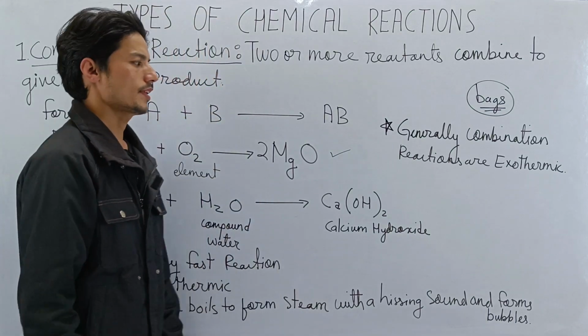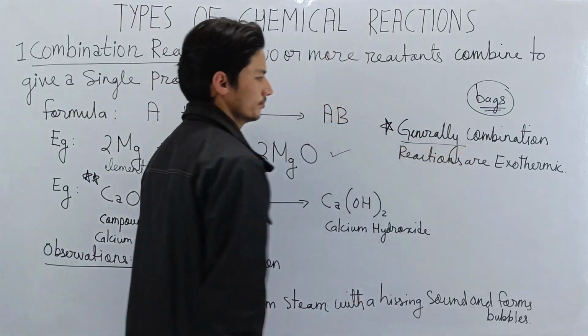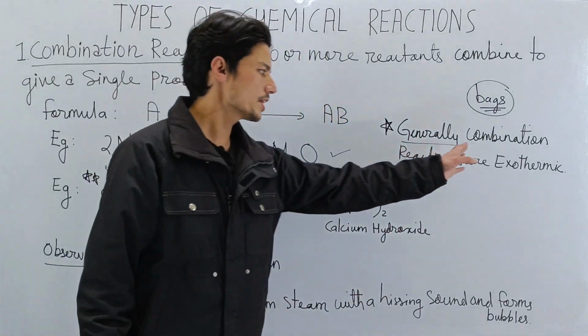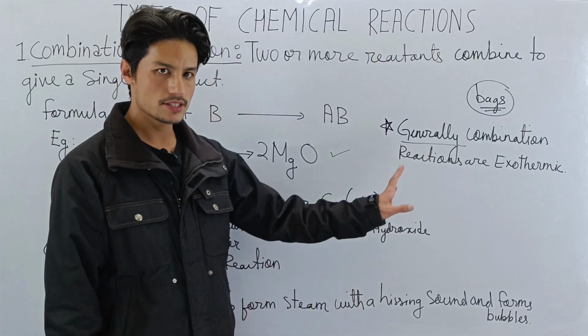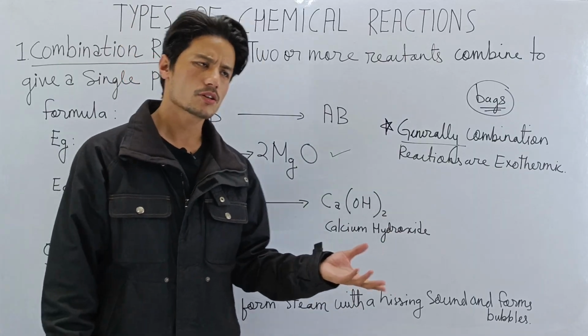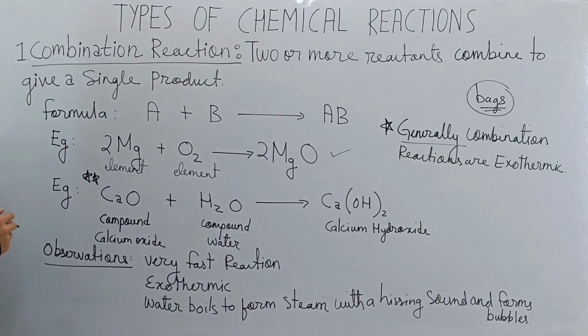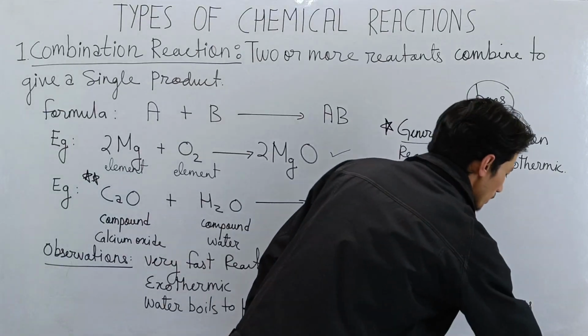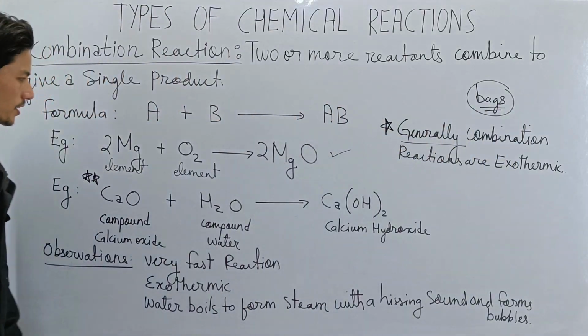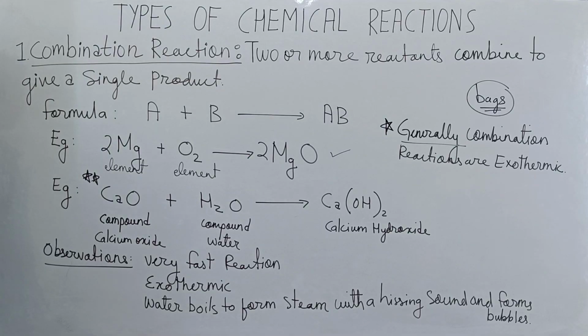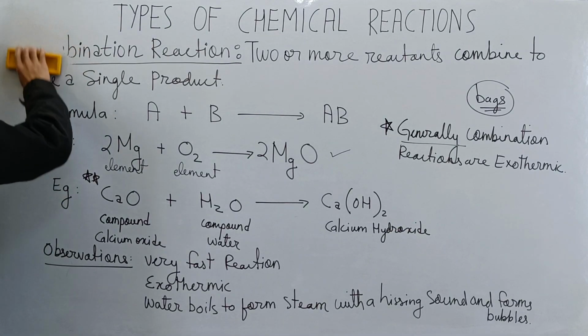So generally, combination reactions are exothermic. Remember this. Most of the combination reactions are exothermic. That is a very important point which you have to remember. So we are done with the first type of chemical reaction, which is combination reaction. Now we will go to the second type, which is decomposition reaction. So let's go to the second point.